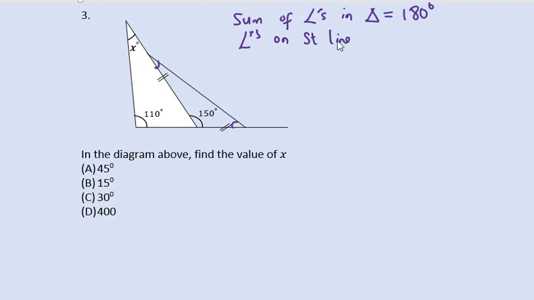So I just want to stop there. Angles on a straight line is equal to 180 degrees as well. Okay, so we can actually see that. Let's call here y. So I can actually see that y plus 150 is equal to 180.